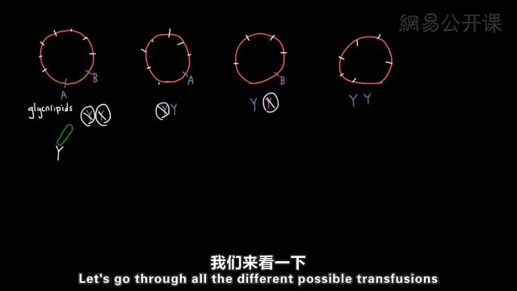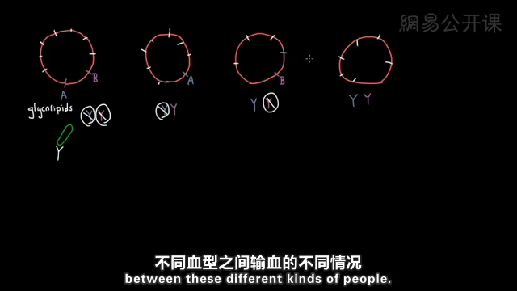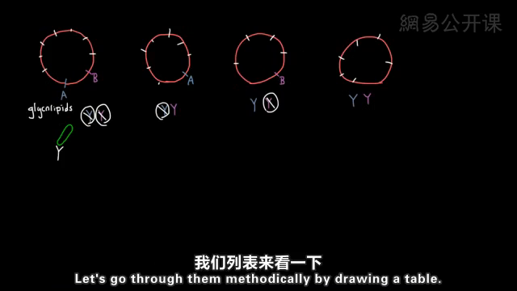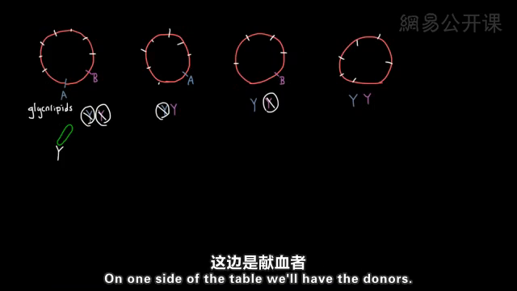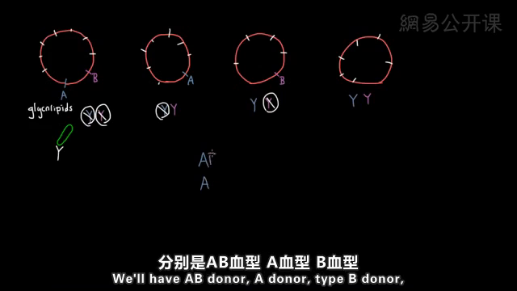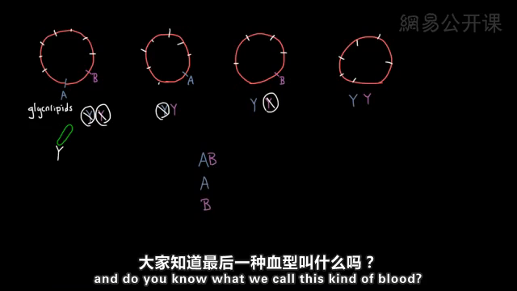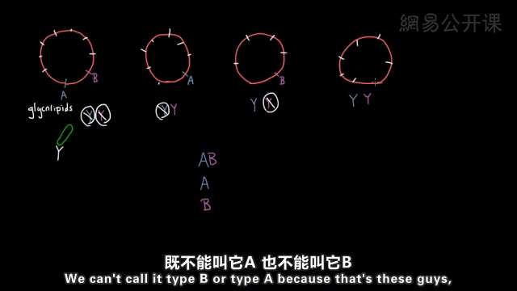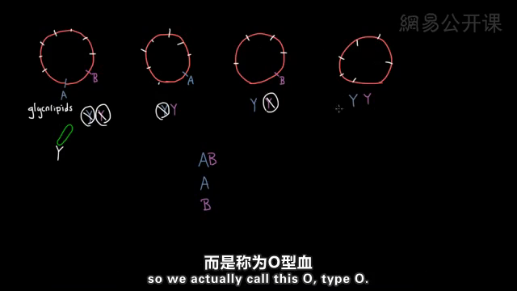So let's go through all the different possible transfusions between these different kinds of people. Let's go through them methodically by drawing a table. So on one side of the table we'll have the donors. Bear with me as I draw this table out. We'll have AB donor, A donor, type B donor. And do you know what we call this kind of blood? We can't call it type B or type A because that's these guys. So we actually call this O, type O.